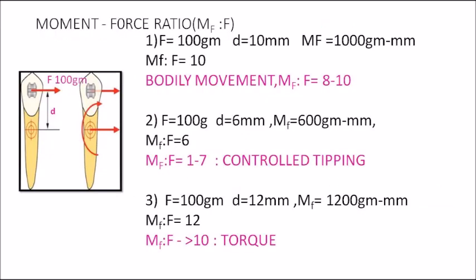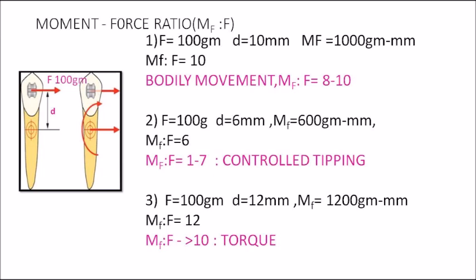So we have already seen what a moment is. It's the tendency of a force to produce a rotation. This happens when the brackets are positioned, or the points of attachment of the forces are, at a distance from the center of resistance. So by altering this distance, we bring about a change in the moment to force ratios, and this is one of the mechanisms by which an orthodontist can bring about changes in tooth movement. Like if he needs a bodily movement or torquing, he can alter the positions of the brackets or the points of attachment and hence bring about the desired tooth movement.